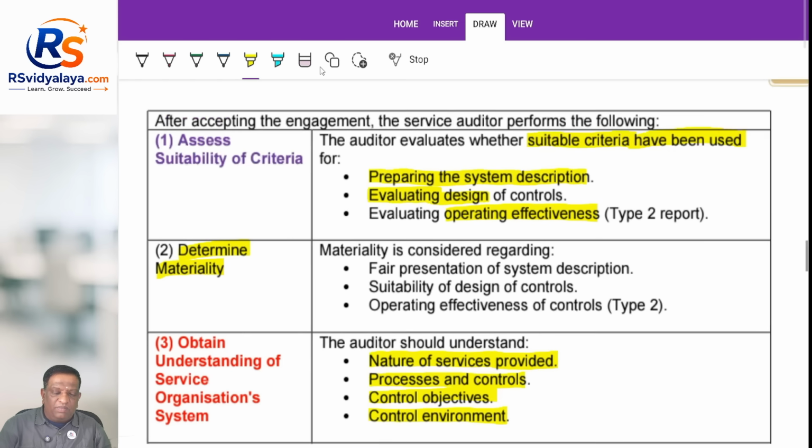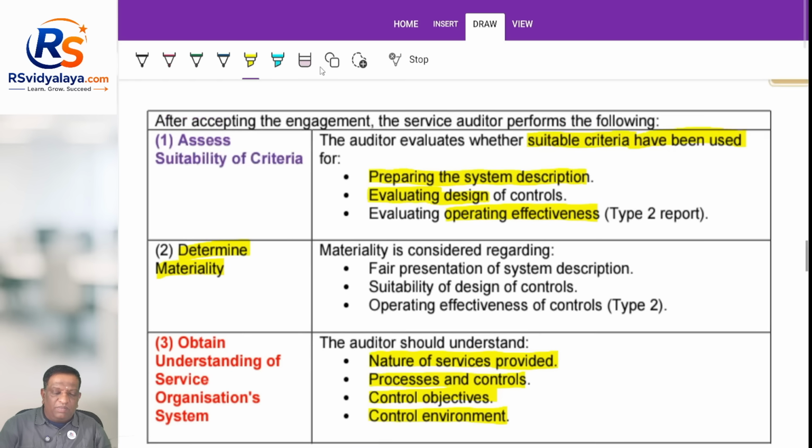And the third one, after understanding the description of the system and design of controls, now the auditor would obtain audit evidence regarding operating effectiveness. But this is required only in type 2, whereas these two are required in type 1, and all these 4, 5, 6 are required in type 2. Same points: system description, design of controls and operating effectiveness.